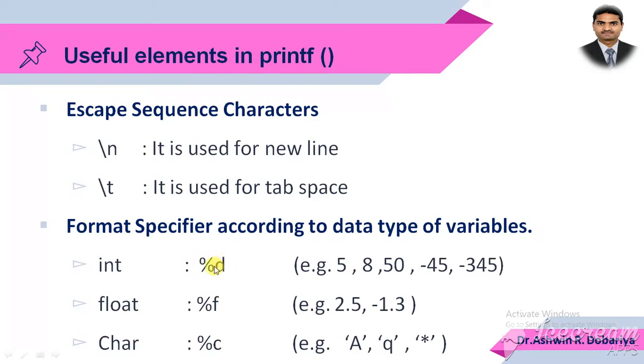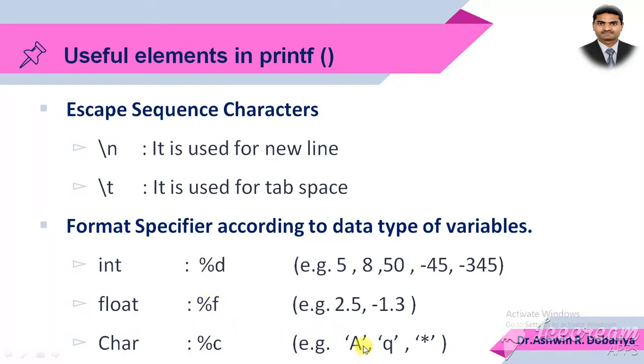%d means decimal, right? We can also store a number like 2.5 or minus 1.3. It means a floating value which has a point value. So whenever you want to store a point type of value in any variable, then that variable should be declared as a float. And for float data type, the format specifier is %f.